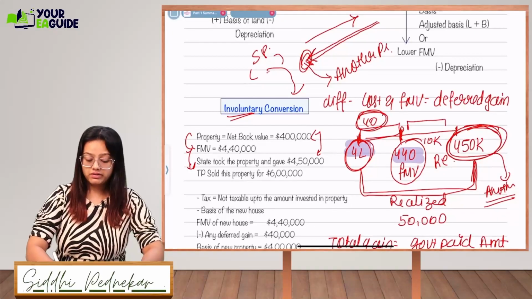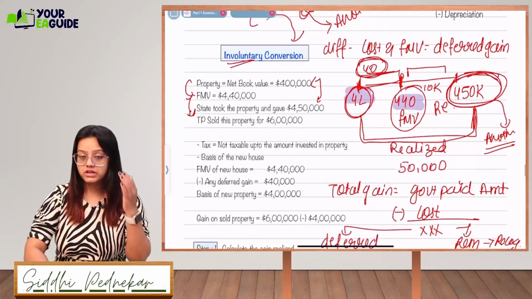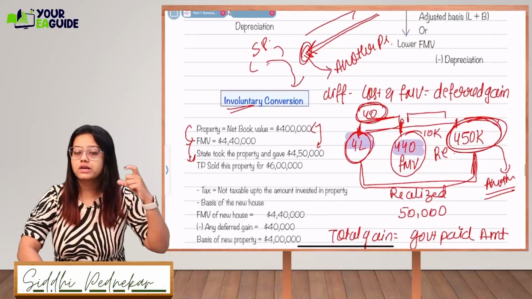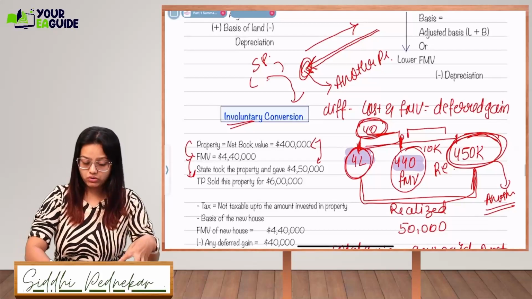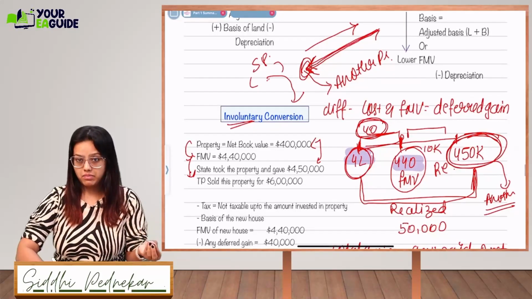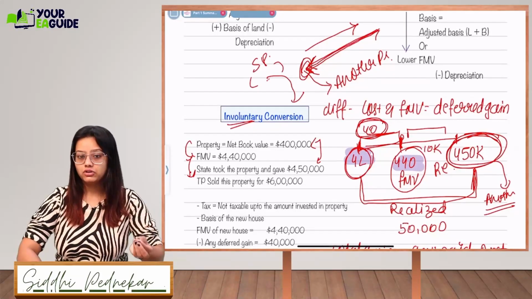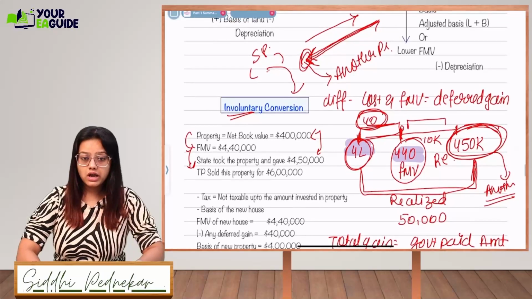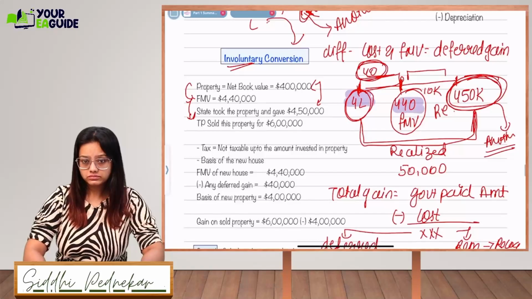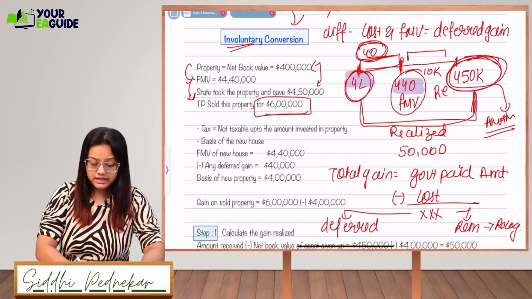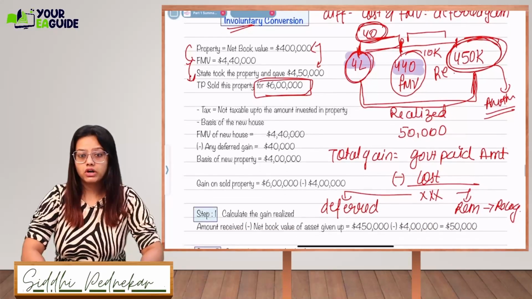So whatever this deferred gain is, the 40,000, it will be added to the new asset's cost. Whatever new asset you are going to buy, take that amount and add the deferred value to it. Now what will happen? Let's say that new asset I'm selling at 6 lakh. So what will be the treatment?